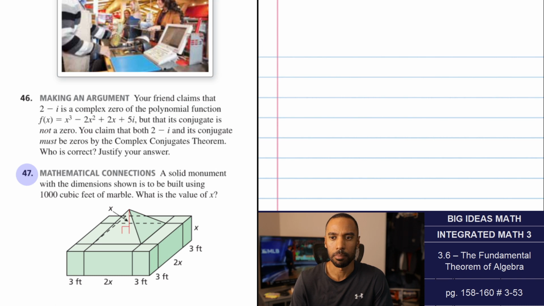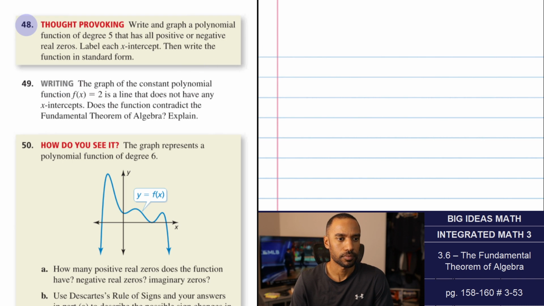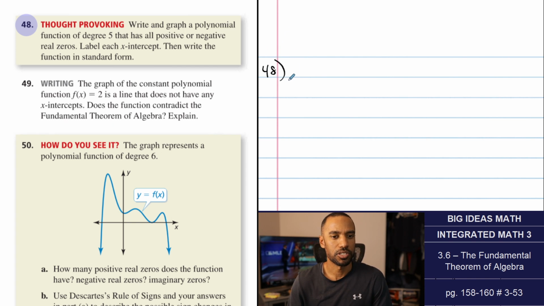All right, let's go to number 48. Thought-provoking. Write and graph a polynomial function of degree 5 that has all positive or negative real zeros. Label each x-intercept, then write the function in standard form.